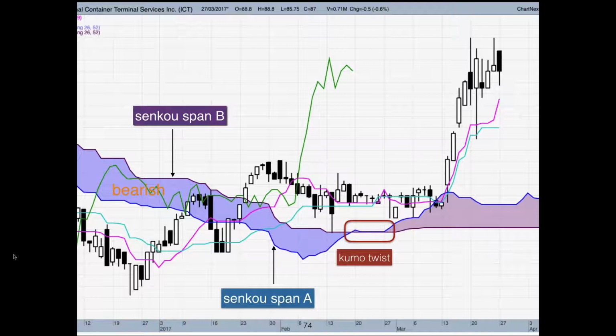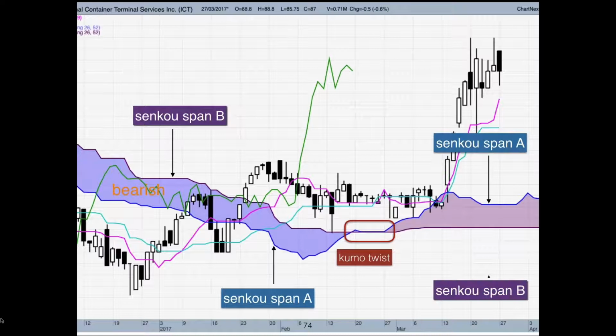Now when the Kumo makes a twist, the color also changes. In this particular chart, based on MakeTrade, the bearish Kumo is violet and the bullish Kumo is pink. Now when Senkou span A is on top and Senkou span B is at the bottom, the sentiment changes from bearish to bullish. In this chart, the bullish Kumo is pink.